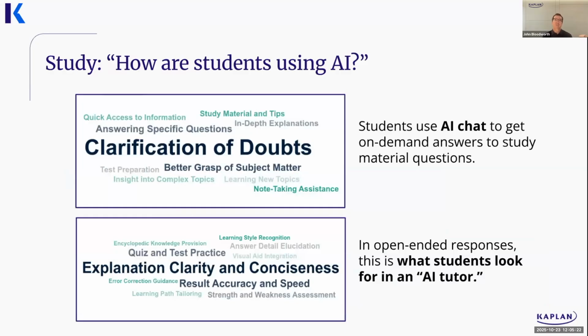Last year, our customer insights team surveyed students on their use of AI to supplement their learning. AI chat was a common response, with students saying they use it to get on-demand answers to questions, clarify doubts, have it answer very specific questions, and, among other things, gain a better grasp of subject matter. Knowing that students were using AI as a tutor, students said in open-ended responses that if provided with one to prepare for their exam, they would look to it for explanation clarity and conciseness, quiz and test practice, and assessment of strengths and weaknesses. With these aspects in mind, Kaplan's AI team set out to develop a tool that would mimic a tutor in the most efficient and effective ways possible.